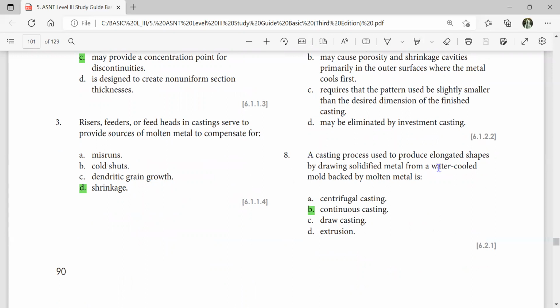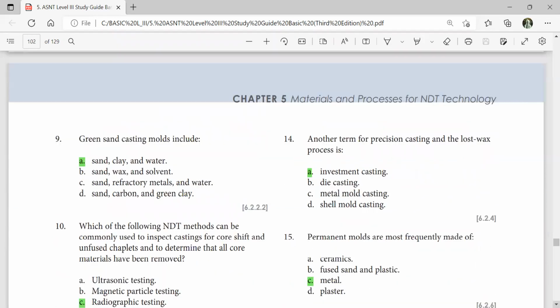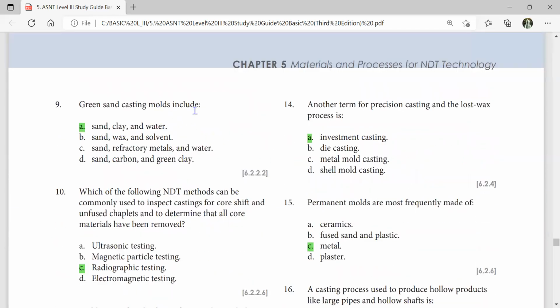The casting process used to produce elongated shapes by drawing solidified metal from a water-cooled mold backed by molten metal is continuous casting. Green sand casting molds include sand, clay, and water. Another term for precision casting and the lost wax process is investment casting.